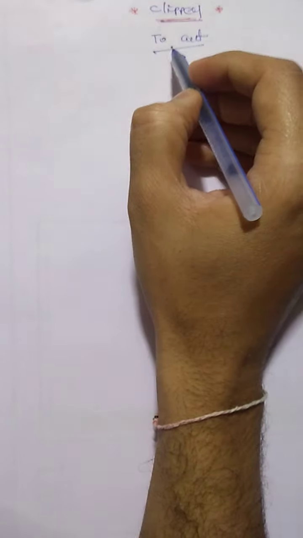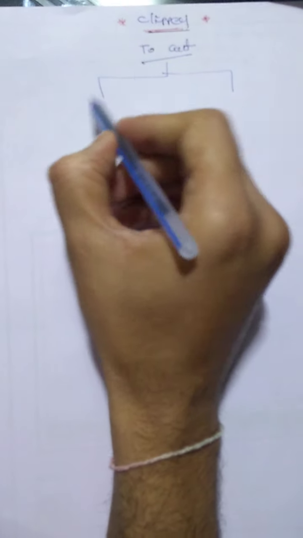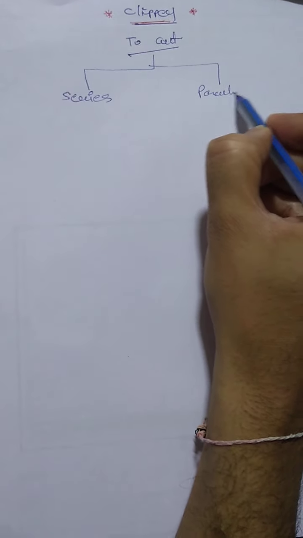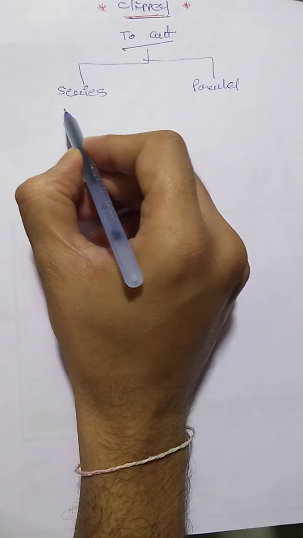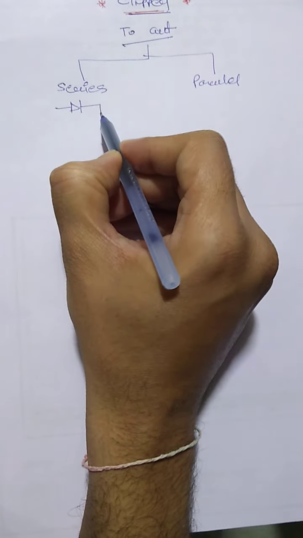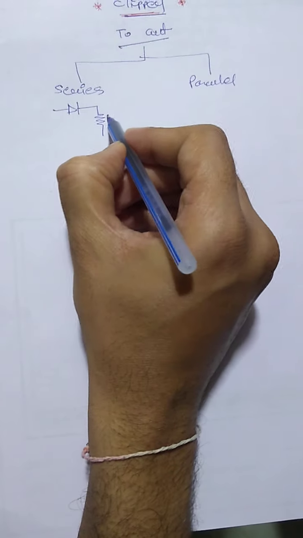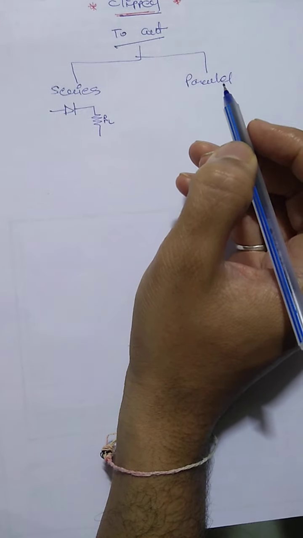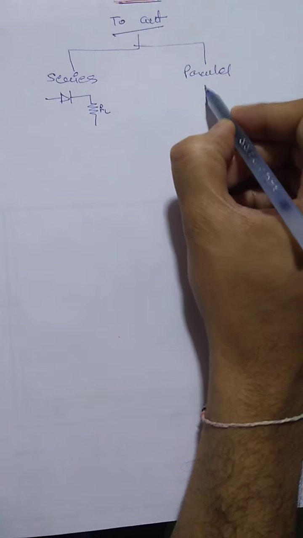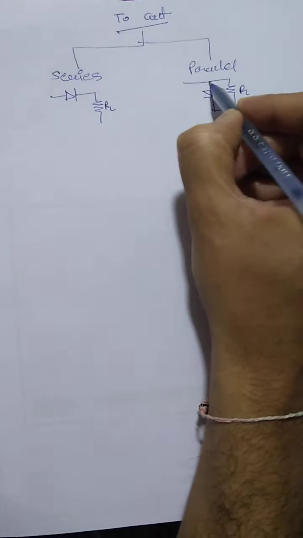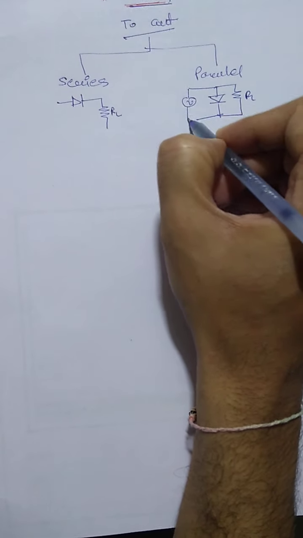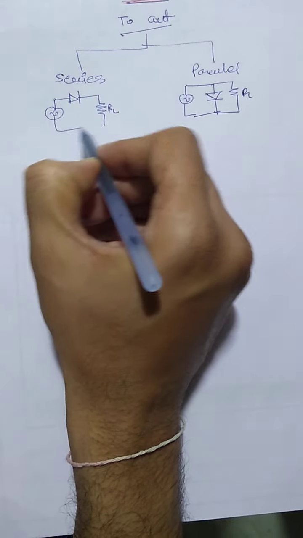So basically the classification of Clipper is divided into two parts. First series and then parallel. According to this configuration, in series the diode is in series with the load resistance RL. In parallel, the diode is always parallel with RL. So consider the source over here.